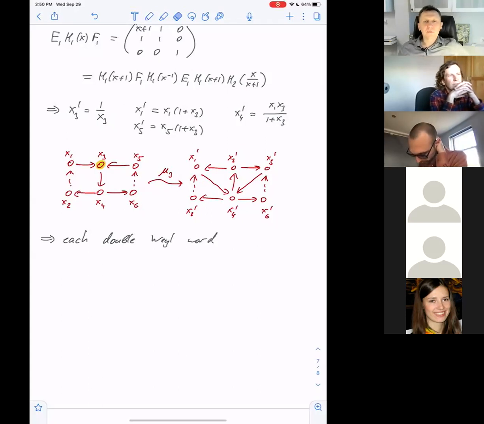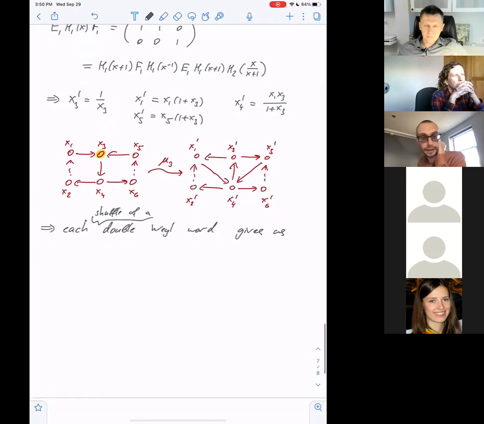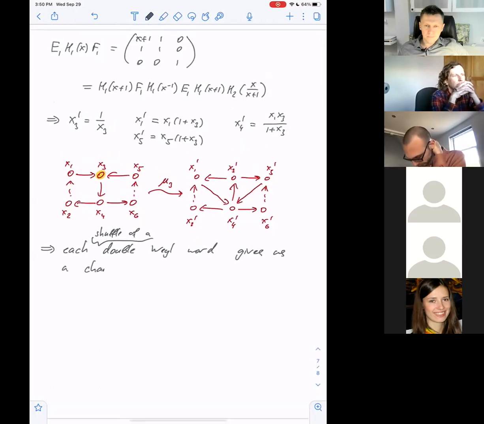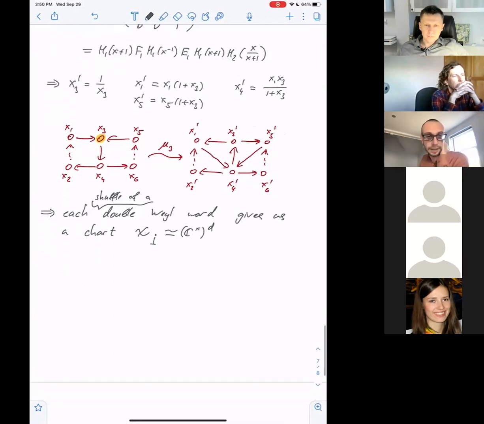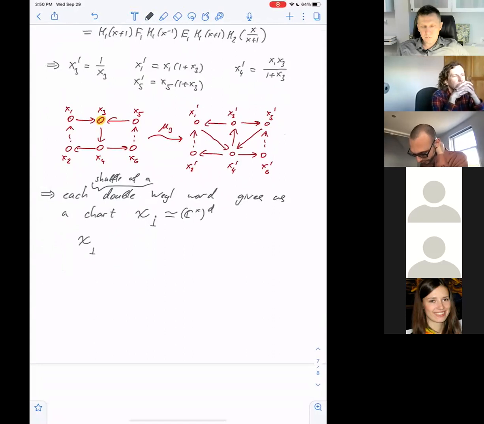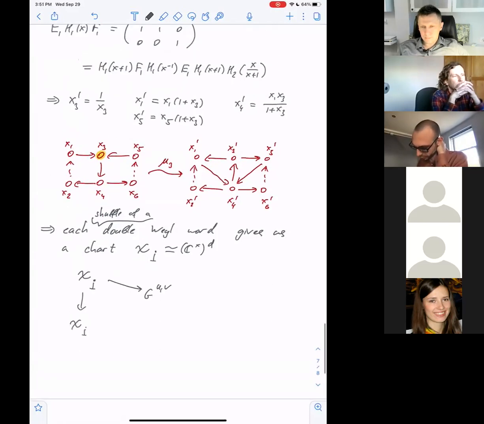Each shuffle of a double wild word gives us a chart, denoted x or chi I for shuffle. This is isomorphic to C star to the dimension. And then we have these charts mapping to G^{u,v}, but also some mutations between the charts. So this is called a cluster mutation over here. Now this maps between the charts. So this is chi prime.